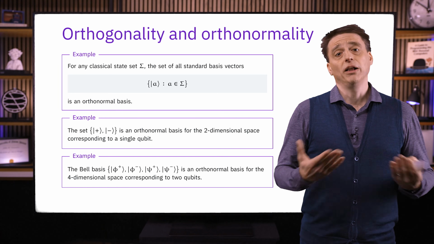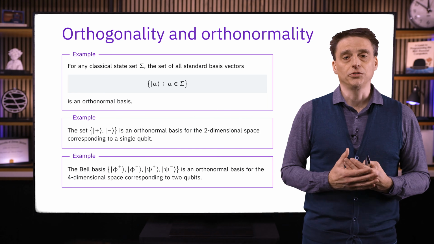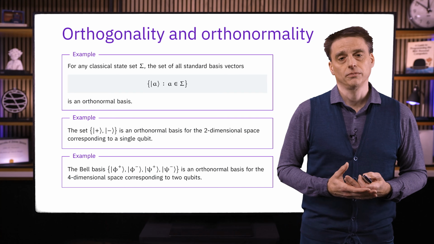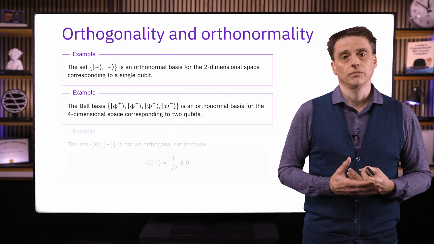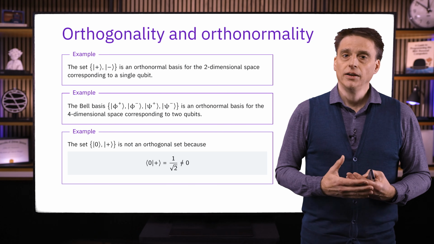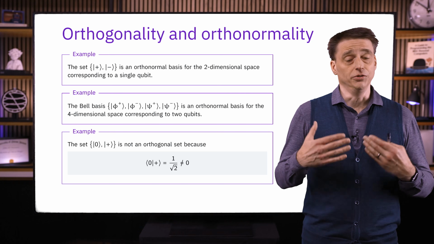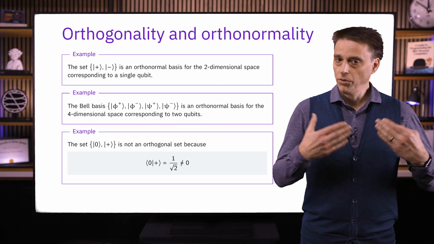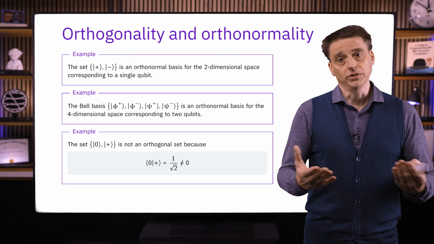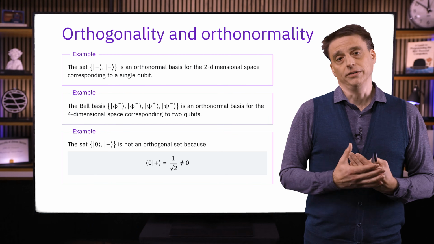Another example is the Bell basis, which is an orthonormal basis for the space of all four-dimensional vectors corresponding to 2 qubits. The set containing ket 0 and ket plus, on the other hand, is not an orthogonal set because the inner product between these vectors is non-zero. They're both unit vectors, and this is a basis for the vector space corresponding to a qubit, but we don't have orthogonality.